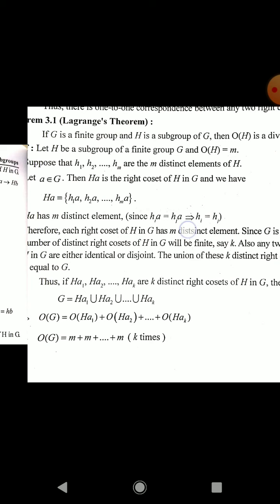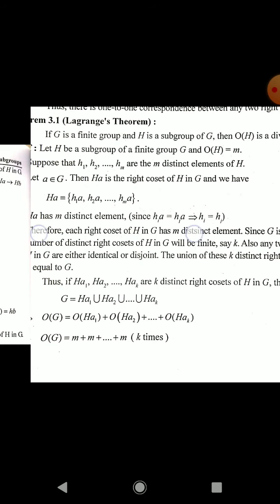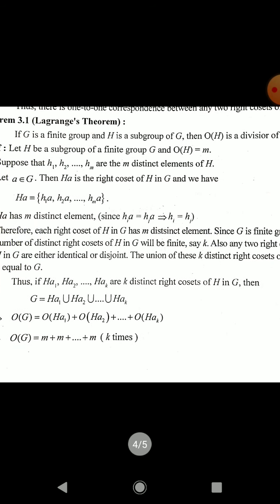To prove this, we shall consider H a subgroup of G and the order of H is m. As the order of H is m, H has m elements because order means the number of elements in that group. Here H is a subgroup. The order of H is given as m. Therefore, the subgroup H has m elements and these m elements are denoted by h1, h2, ..., hm. These are the distinct elements of subgroup H.